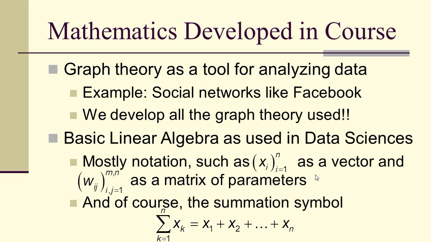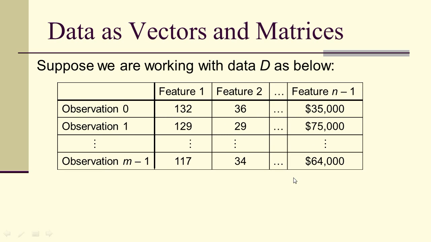Now, other than the calculus, we'll develop the rest of the math in the course. So we'll have graph theory as a tool for analyzing data. We'll see some basic linear algebra, but mostly notation and the summation symbol. So the sum from k equals 1 to n of x sub k is x1 plus x2 plus x3 all the way up to x sub n. So the summation symbol will be important, and we'll be talking about vectors and matrices, but mainly just notation.